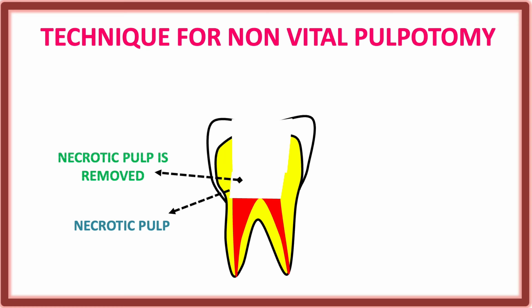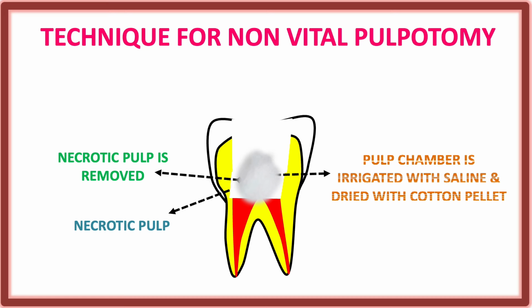Very gently. Do not use an air rotor or anything else. Very gently we are going to scoop out the necrotic pulp. Then we are going to place a cotton pellet, irrigate the pulp chamber with saline, and dry it with the cotton pellet.